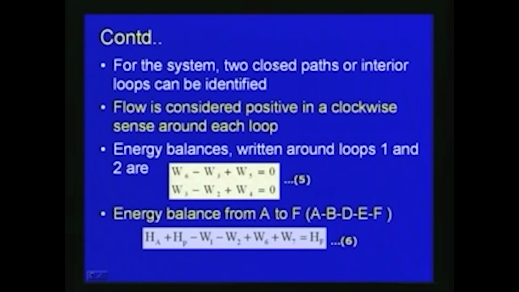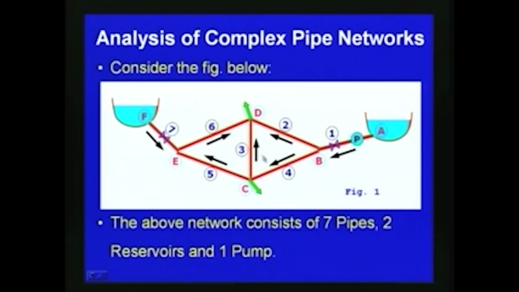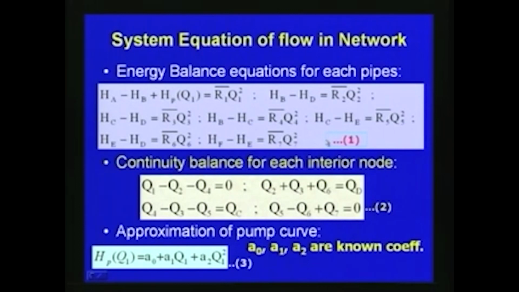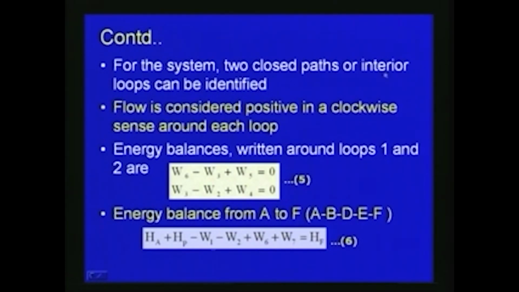Now, for the system you can see that there is a possibility of 2 loops, one is this loop and another one is this loop. So, there are 2 loops here for this typical system. So, 2 closed paths or interior loops are identified, and flow is considered positive in a clockwise sense around each loop. So, here we consider the flow to be positive clockwise, and anti-clockwise we consider as negative.